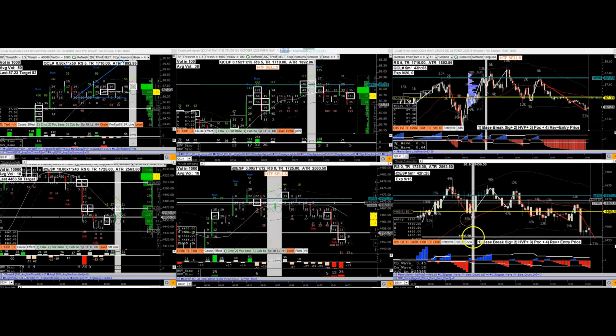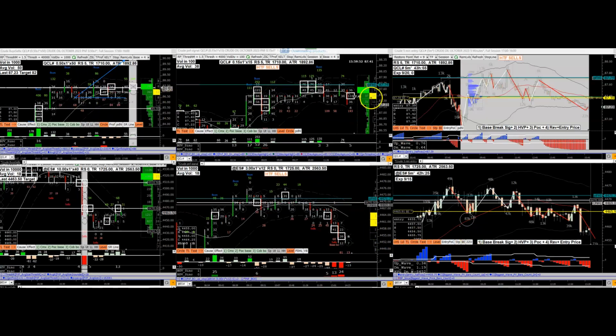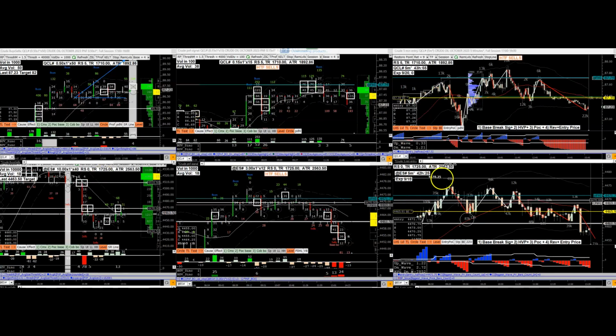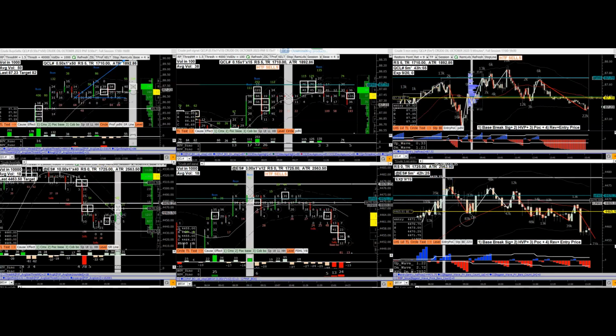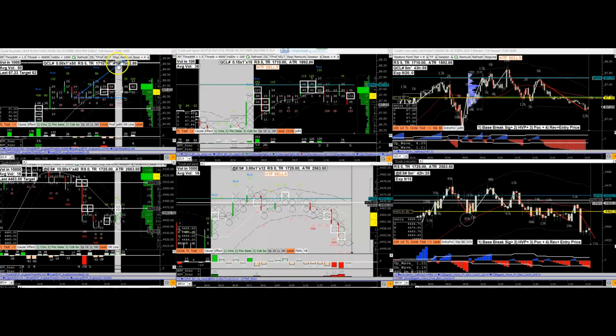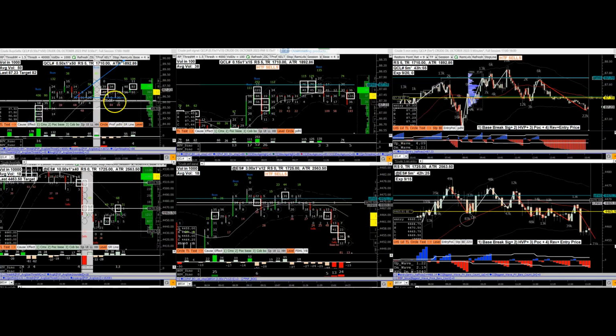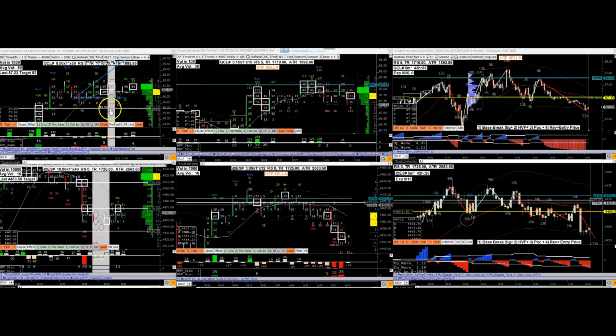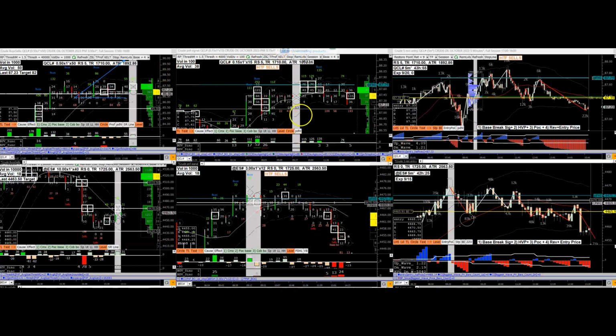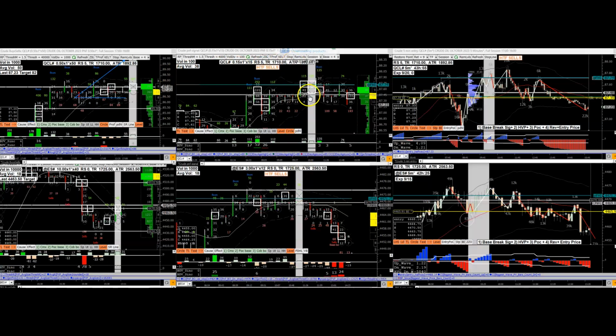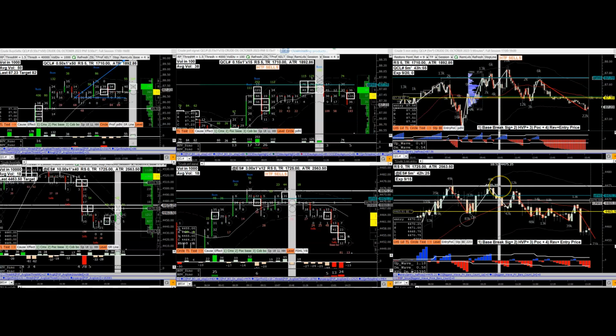Right, let's just go over the market. Top row is crude, and the bottom row is ES. All right, on the left we have higher brick sizes. On the left column we have higher brick sizes. On the middle column we have lower brick sizes. And on the right hand side you have the wave chart.